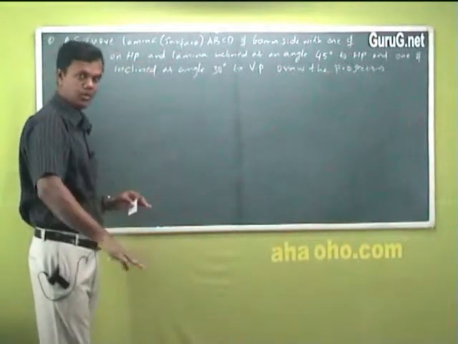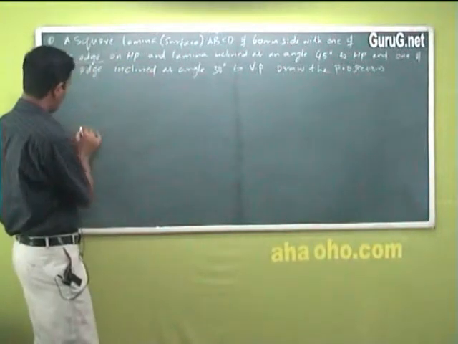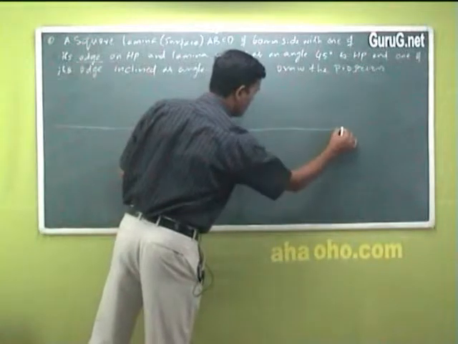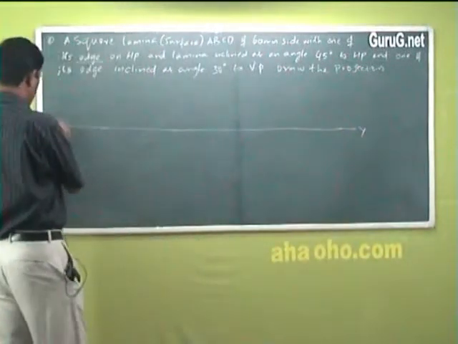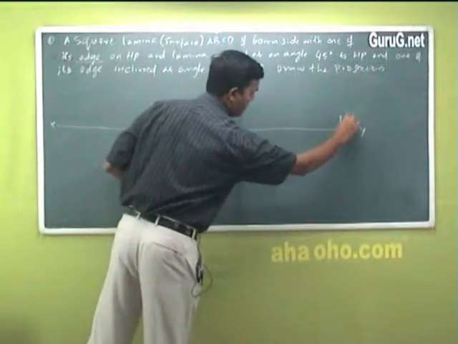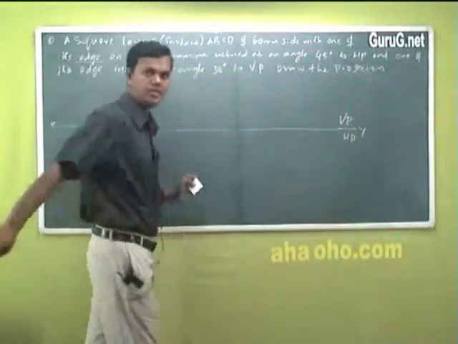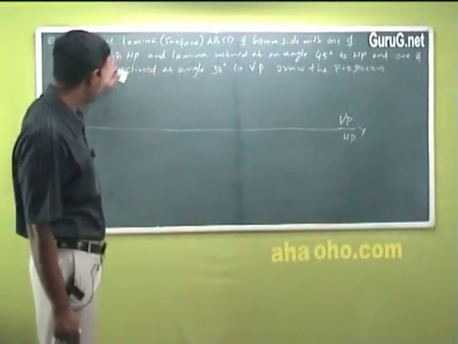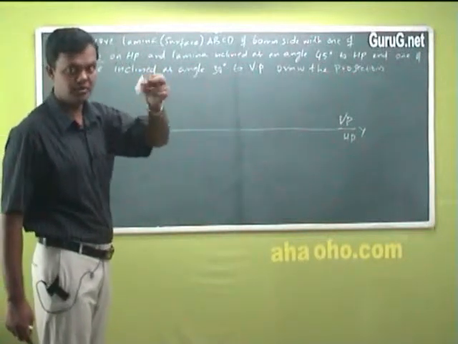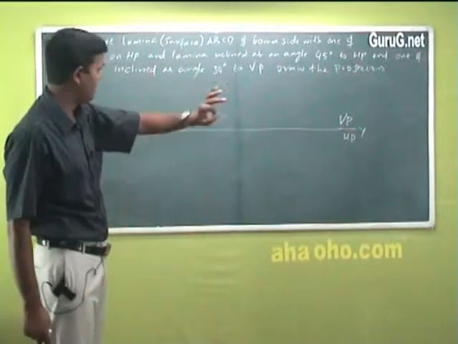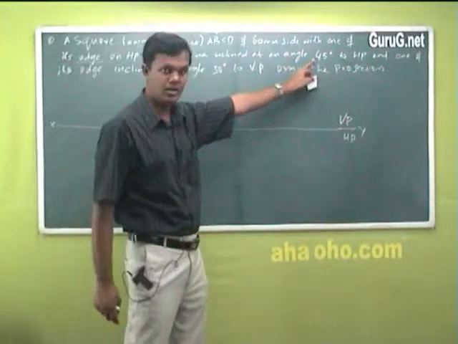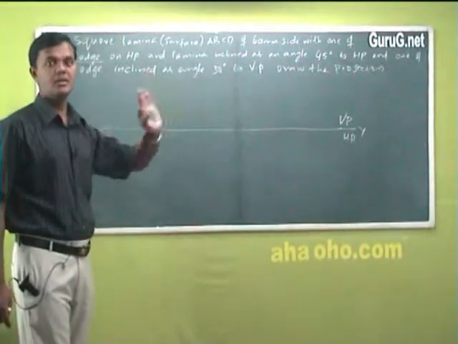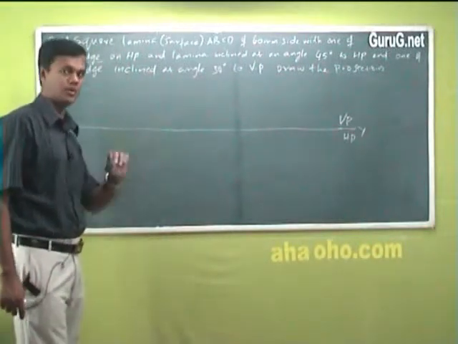Where is HP actually? HP is the ground. So now I can draw a big line for XY. I'm just drawing a big line, XY. I'll have my VP and HP. Now what happens? I have to see whether my first placement is the first front view or first top view. I have to decide. I told you, you have to decide. Only then you can go for the next step, whether the inclination with respect to HP is given or to the VP is given. If my first placement is wrong, obviously the next diagram, which is a continuation of the first one, will become wrong.